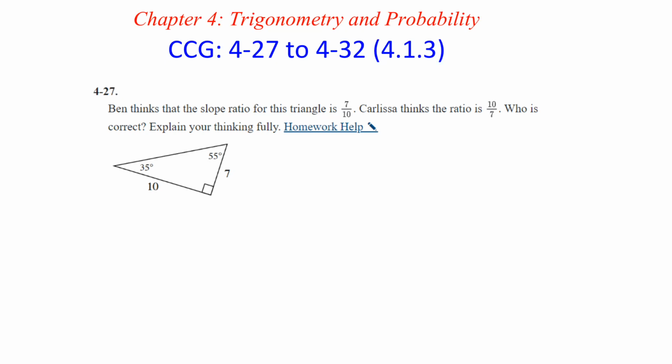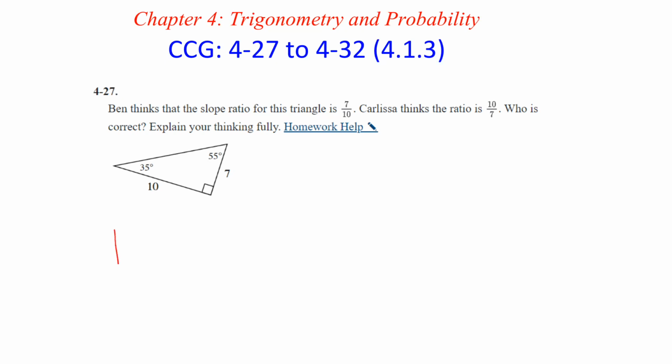Question 27. Ben thinks that the slope ratio for this triangle is 7 over 10. Carlissa thinks the ratio is 10 over 7. Who is correct? Explain your thinking fully. So when you take a look at this, 7 over 10 or 10 over 7, well, we have a 35-degree angle and we have a 55-degree angle.